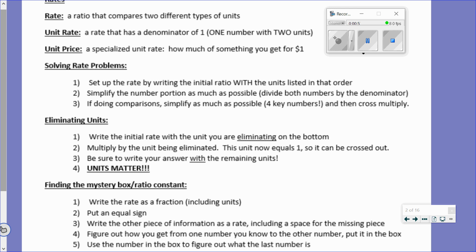Now, within rates, we've got a couple special ones. One of the special ones is what we call a unit rate. And a unit rate, what we're really doing is taking our denominator to 1, so that we're only going to have one number, but two units. That's what a unit rate is. Okay? By reducing my denominator to 1, I'm able to have just one number. What that means is sometimes you're going to have decimals. So don't be afraid of decimals.